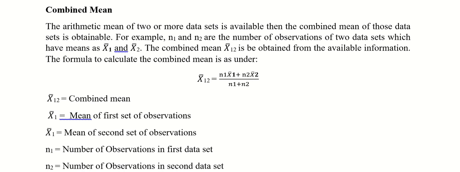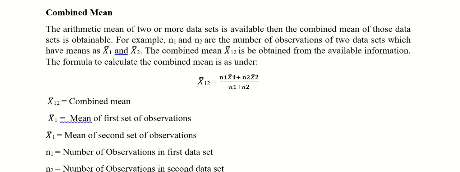The arithmetic mean of two or more data sets is available. Then the combined mean of those data sets is obtainable. For example, there are two sets of observations, n1 and n2. n1 will have its own mean and n2 will have its own mean. But in certain cases, we may require to calculate the combined mean of n1 and n2. So there we will apply the formula for combined mean.